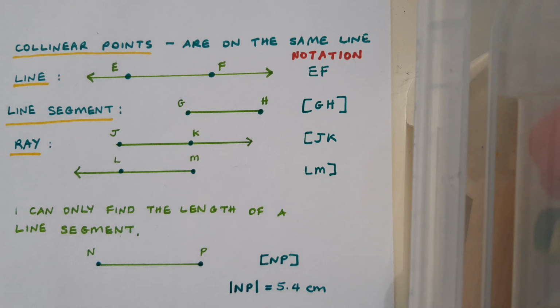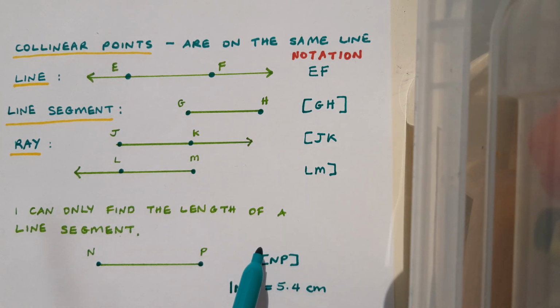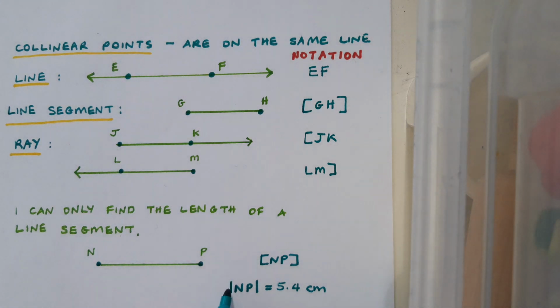I do this by putting two straight lines on either side of my points N and P. And whenever I see two letters written down with two straight lines either side, that means that I'm talking about the length of the line segment that has this name. So just notice for a minute, when I'm just talking about the name of the line segment, I use this notation. So, there's the line segment NP. So I'd write it down with square brackets. But when I want to say NP is 5.4 centimeters long, then I say the length of NP equals 5.4 centimeters.